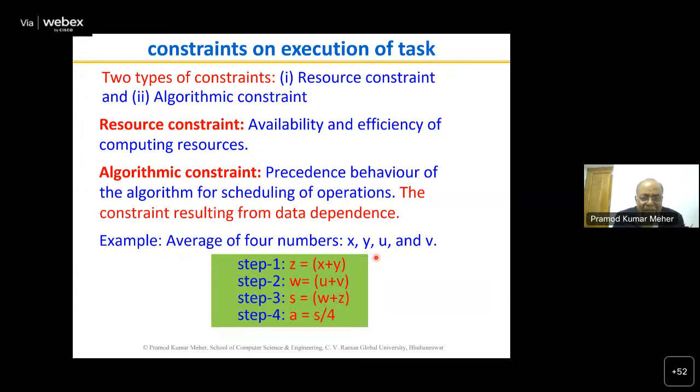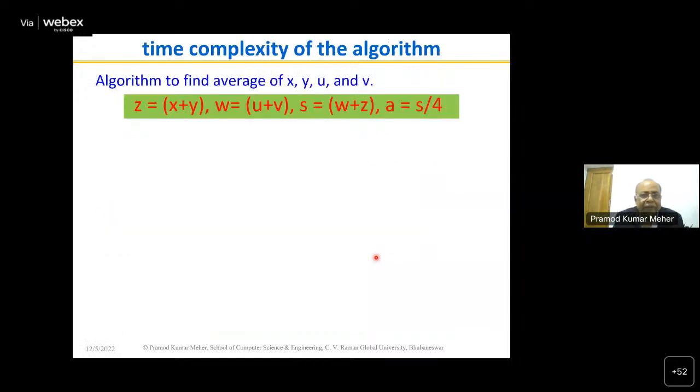You cannot interchange step 3 and step 2, and you cannot interchange step 3 and step 4. Of course, step 1 and step 2 can be interchanged like that. Then the vital thing about computing is the time complexity of the algorithm: how much time it will take. That again will depend on how the computation has to proceed.